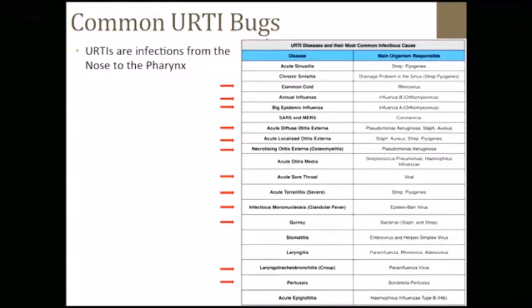Some of these are quite self-explanatory because the name of the disease is inside the name of the bacteria. So the ones in the red arrows are the more important ones. The ones that don't have arrows are just the ones which I included in the past when I was in year 2.